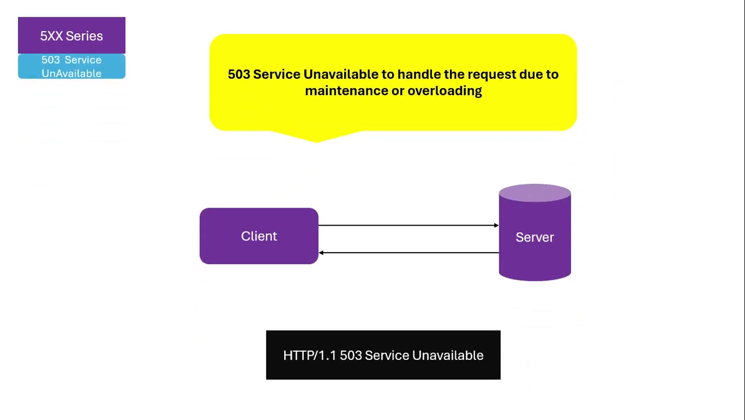503 service unavailable status code means the server is unable to handle the request due to maintenance or overloading. The service may not be available. Maybe you're doing some maintenance on the server side, or the server itself may be overloaded with many requests. In that specific scenario, it is going to send back the 503 service unavailable status.